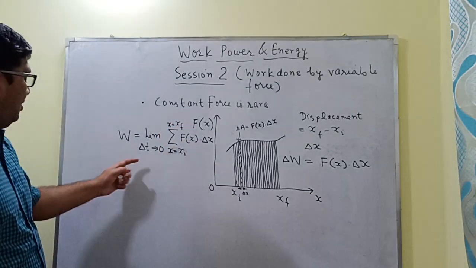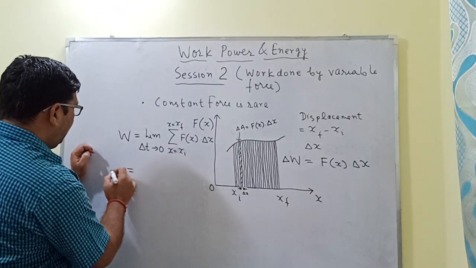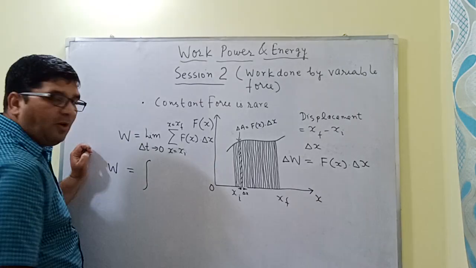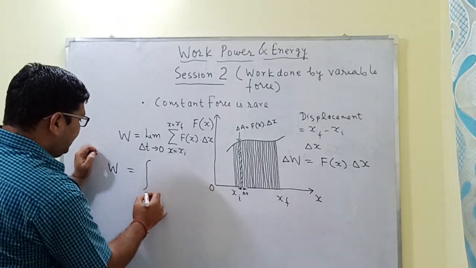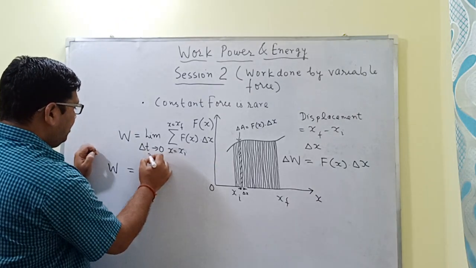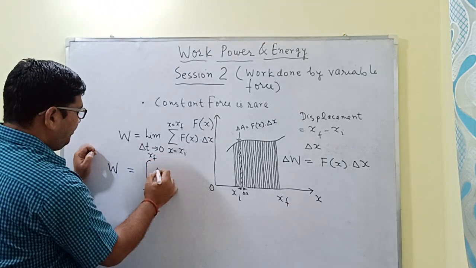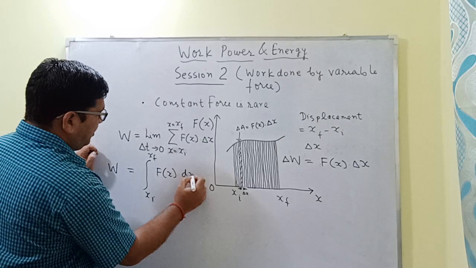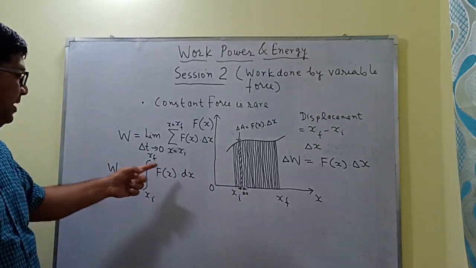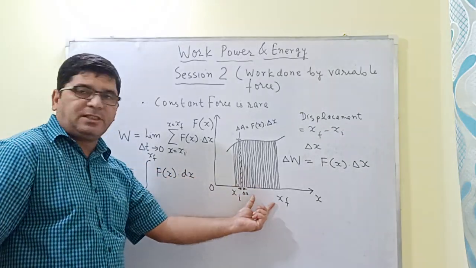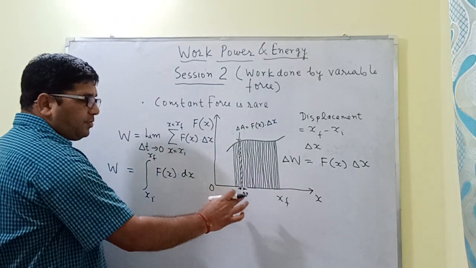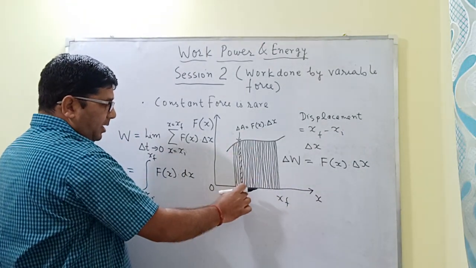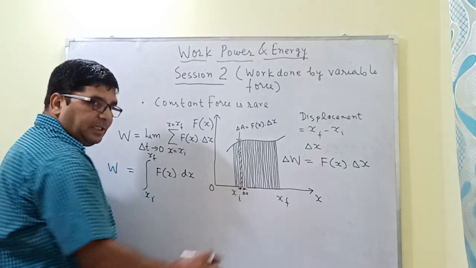ठीक है. And this can be written in the form of a definite integral also, that is ∫ from xi to xf of f(x) dx. यहाँ पर हमने क्या किया है कि इस जो ये डिस्प्लेसमेंट है इसको मैंने बहुत ही छोटे छोटे डिस्प्लेसमेंट्स में तोड़ा है, and each displacement is equal to delta x.